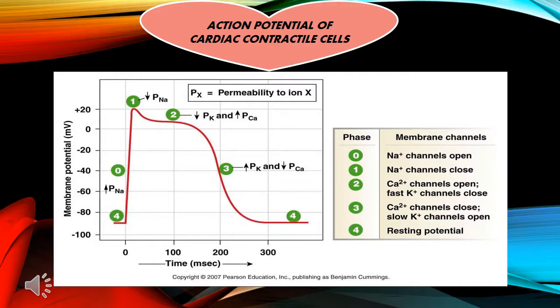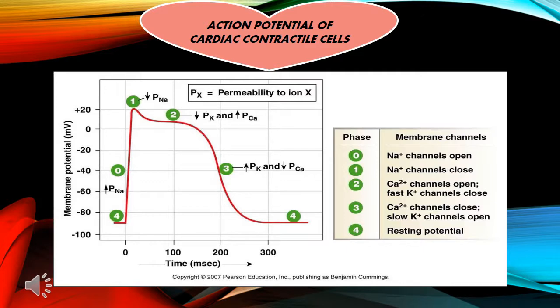Phase 2 is actually the plateau phase. The action potential flattens into a plateau as the result of two events. The first one is a decrease in potassium permeability and also an increase in the calcium permeability. The voltage-gated calcium channels activated by depolarization have been slowly opening during phase 0 and also 1. When they finally open, the calcium enters the cell.